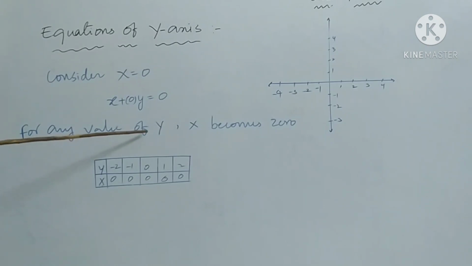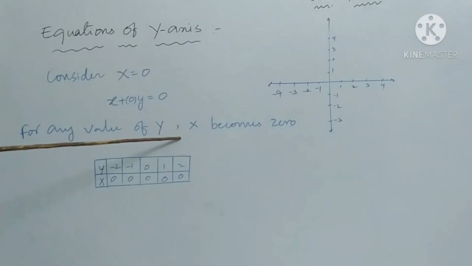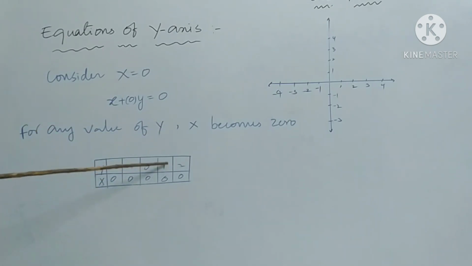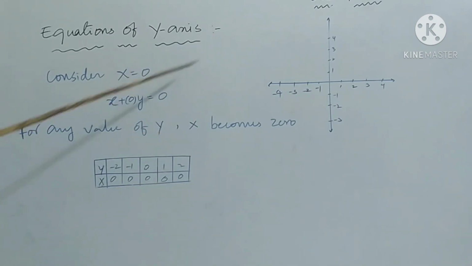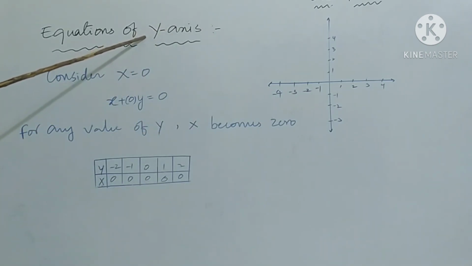So for any value of y, x becomes 0. Here we have to take instead of y any integer value, 0, minus 1, minus 2, 1, 2. Always we have to substitute x is equal to 0. Why? Because it is the only way to satisfy the LHS and RHS results. So x is always 0. So x is equal to 0 is the y-axis equation.